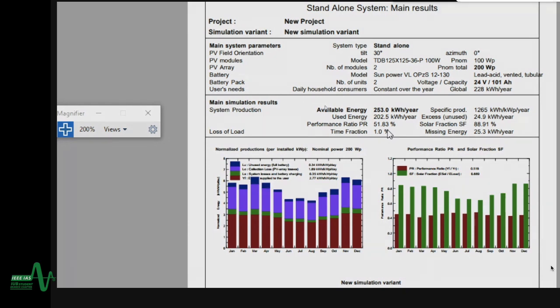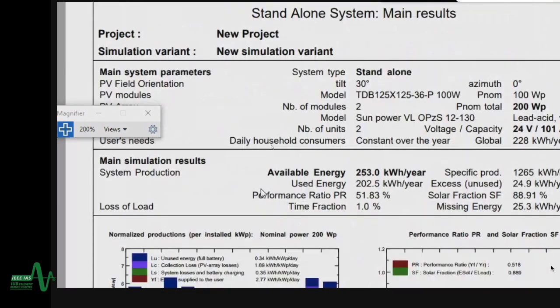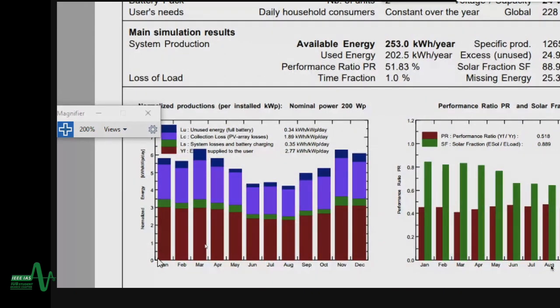So that means if we consider the standard temperature, with all of these things in the standard condition, and we make the ratio between this system and that system, then it will give us a 51% efficiency rate. Okay, the solar fraction is in here, the time fraction is here. Missing energy shows 25.3 kilowatt hour per year.